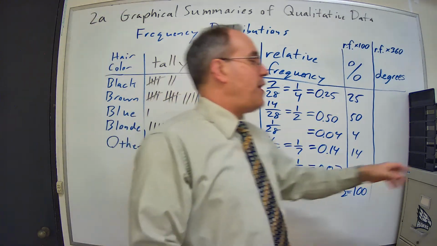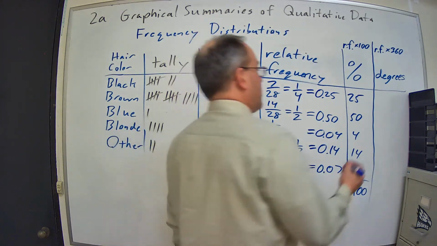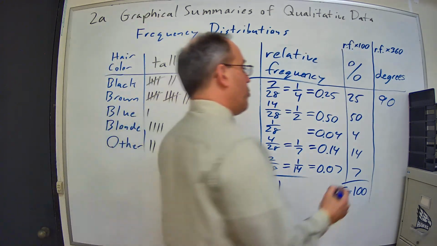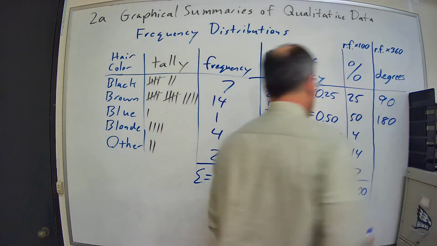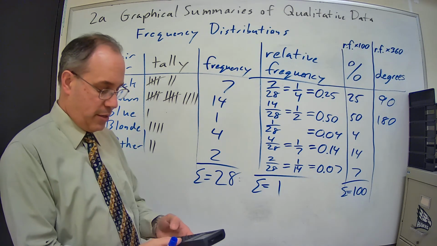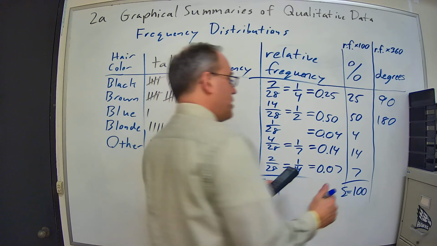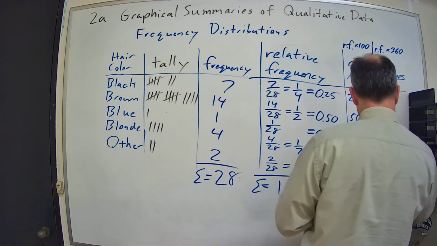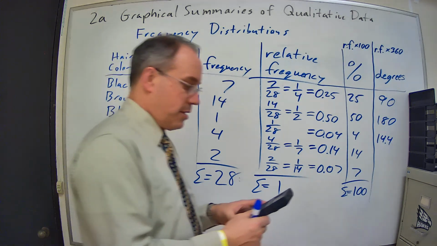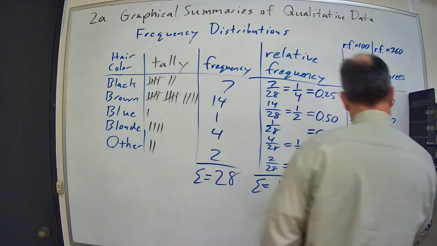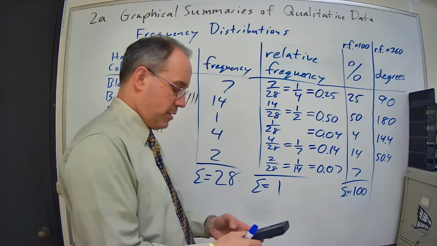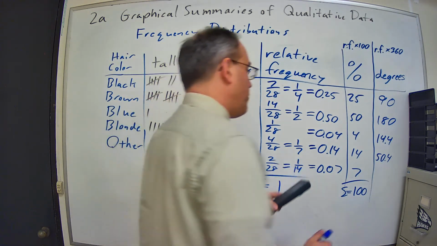So 0.25 times 360 is 90. So 90 degrees. 0.50 times 360, 180 degrees. 0.04 times 360 gives us 14.4 degrees. 0.14 times 360 gives us 50.4 degrees, and 0.07 times 360 gives us 25.2.